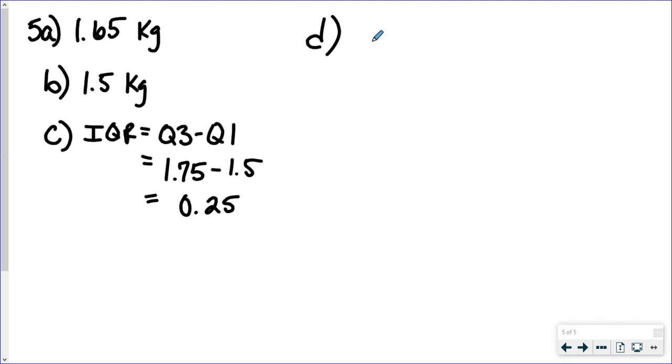All right, and D, show that the data does not contain any outliers. So outliers have to be more than 1.5 times the interquartile range away from the nearest quartile. So we're going to say 1.5 times the IQR, which is 0.25, and that equals 0.375.